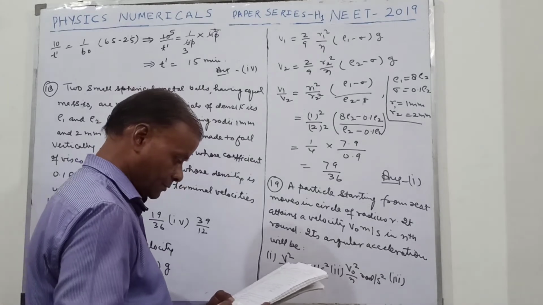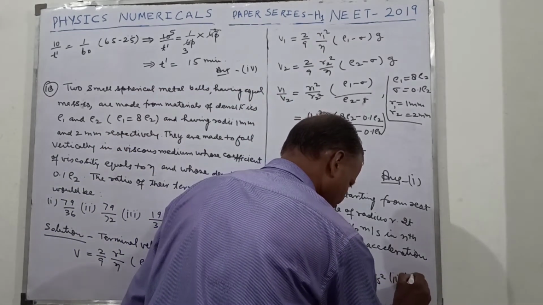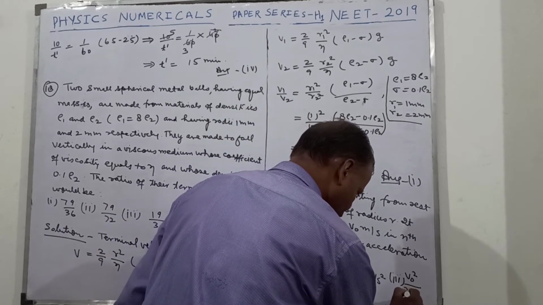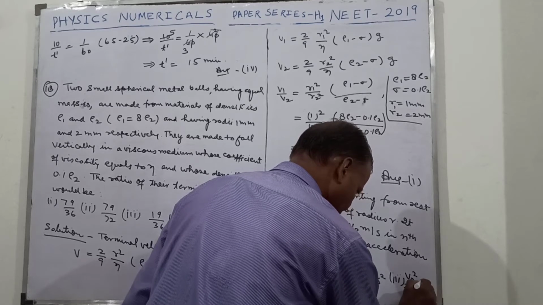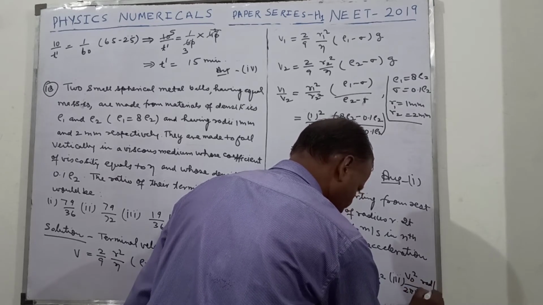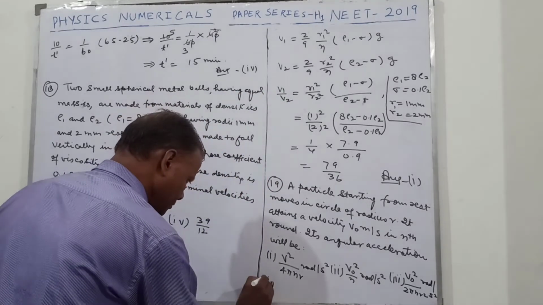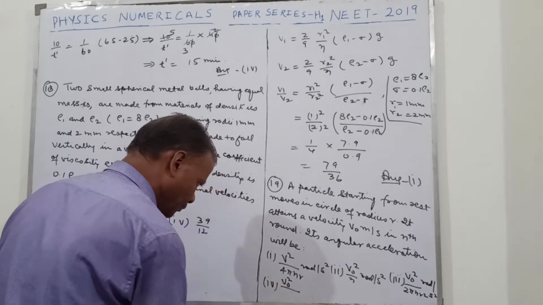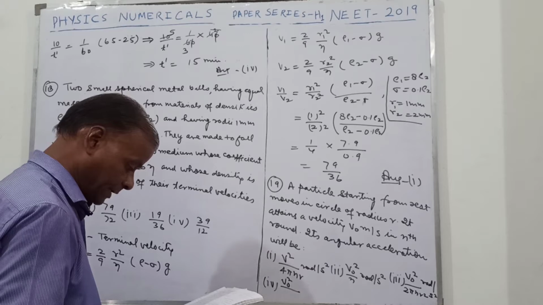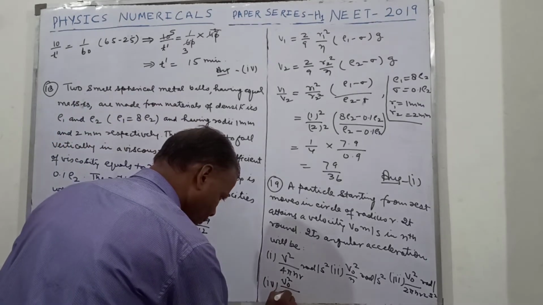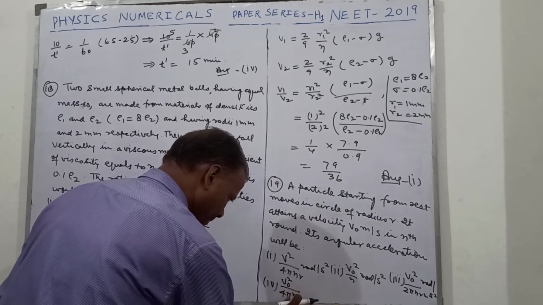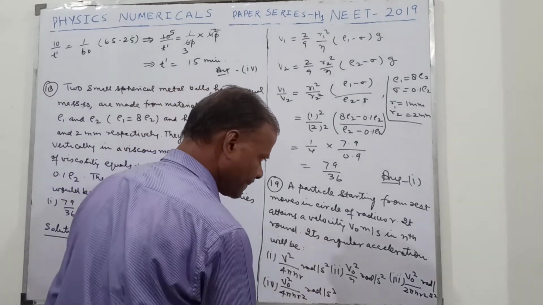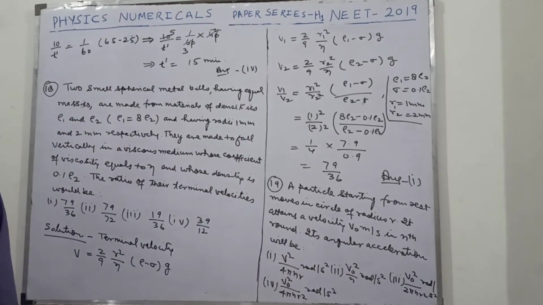And third is v naught square upon 2 pi n r square radian per second square. And now the fourth option is v naught square upon 4 pi n r square radian per second square. These are the options given here.